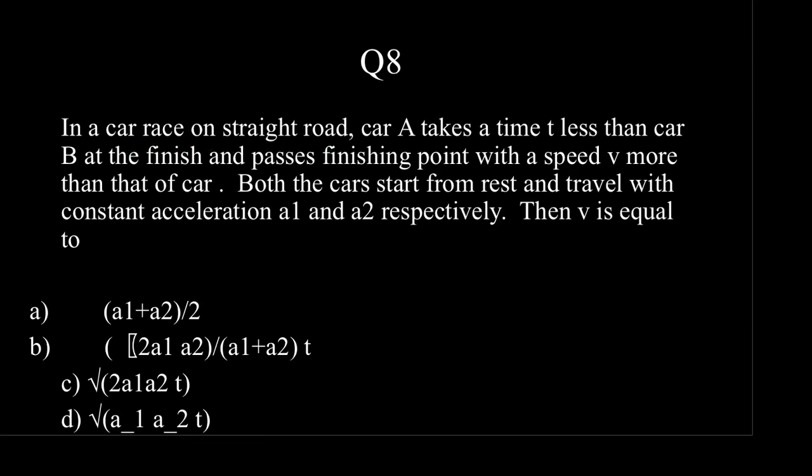In a car race on a straight road, car A takes a time t less than car B at the finish and passes the finishing point with a speed v more than that of car B. That's car B, sorry for that. Both the cars start from rest and travel with constant acceleration a1 and a2 respectively. Then v is equal to.